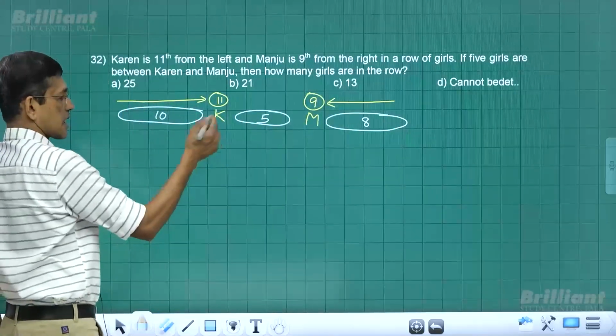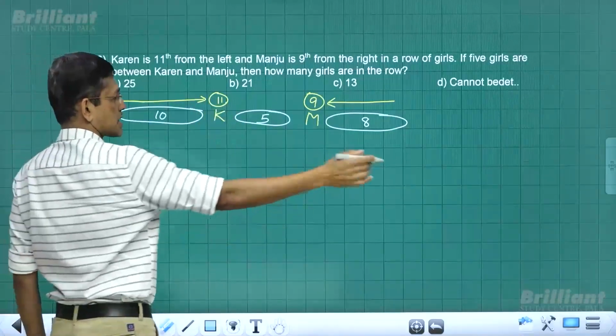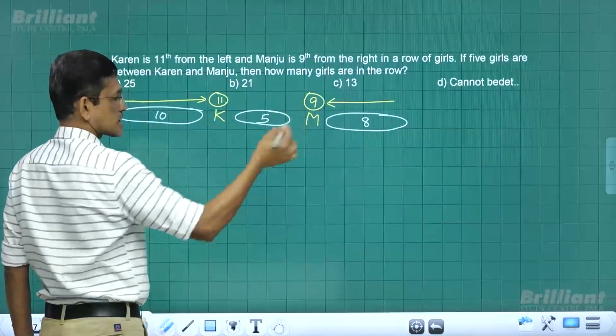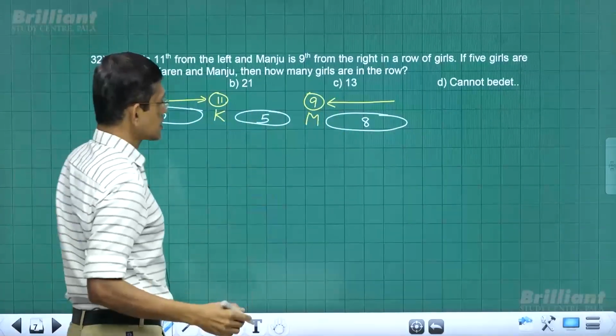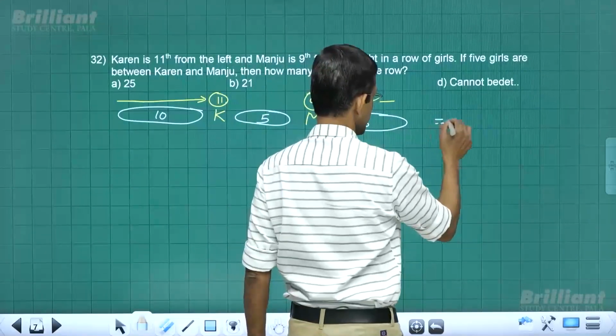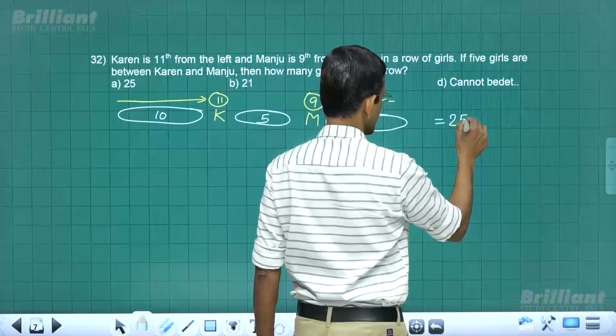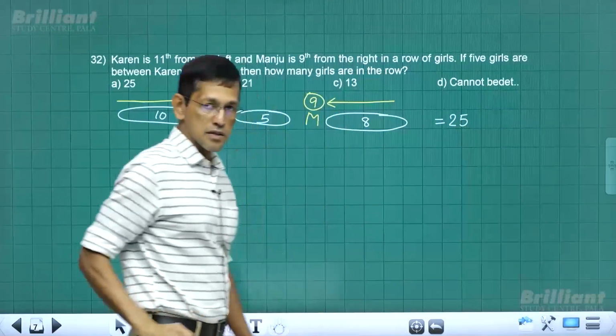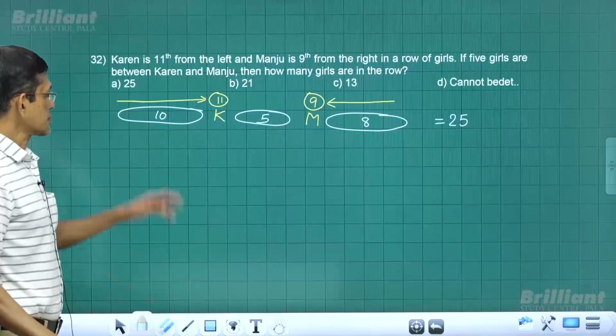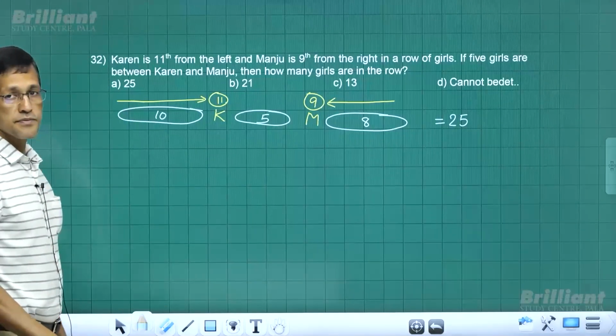From the left up to here is 11. From the right up to here is 9. 11 plus 9 is 20, plus 5, 25. So the answer is 25. Seems like a straightforward question, right? So 25, we have the answer choice right here.